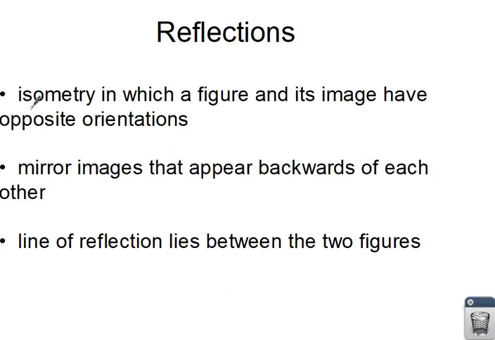All right, reflections. It's an isometry, so the pre-image and the image are congruent, in which a figure and its image have opposite orientations. So picture when you looked in the mirror this morning, you saw your reflection, you saw your mirror image of yourself. So that's what it is. That's a good way to remember the definition. They're mirror images that appear backwards of each other. And there's a line of reflection that lies between the two figures. So there'll be a line, like if you folded a paper in half, you'd have the same shape on both sides, and that would be the line of reflection between the two.